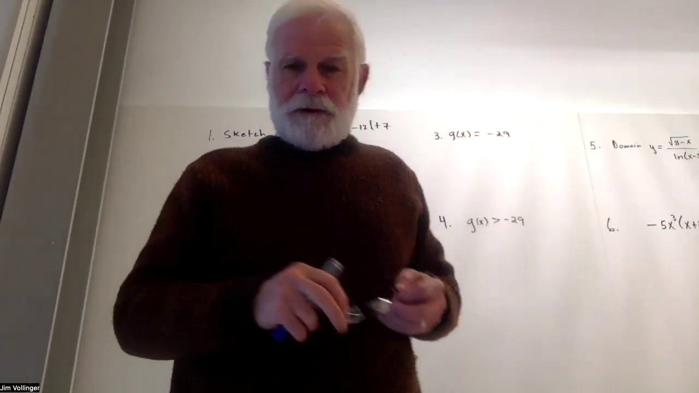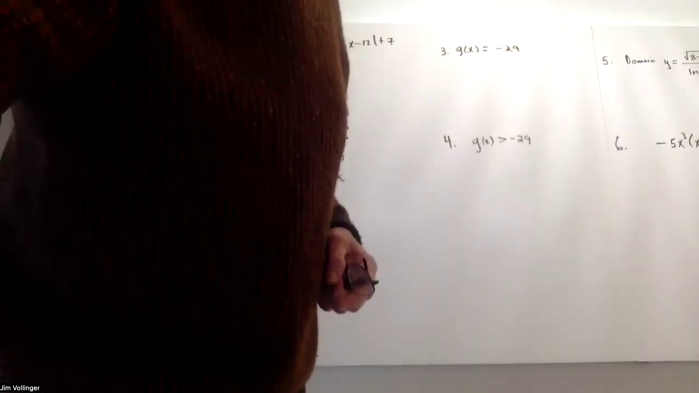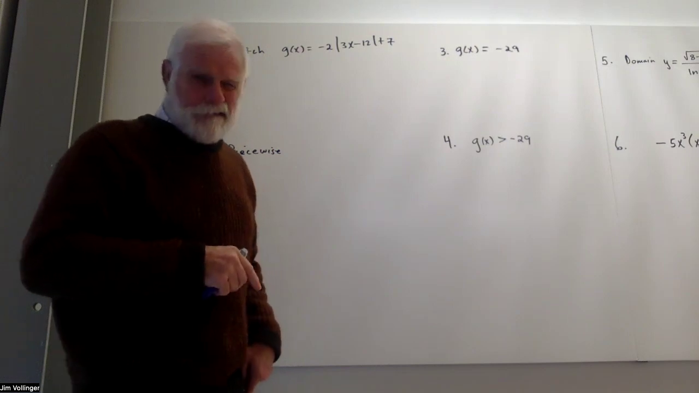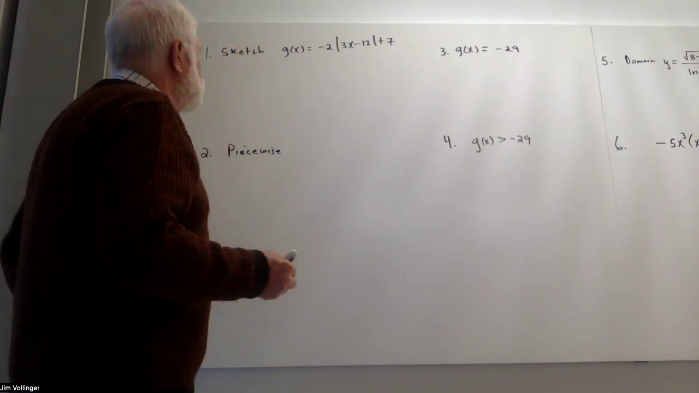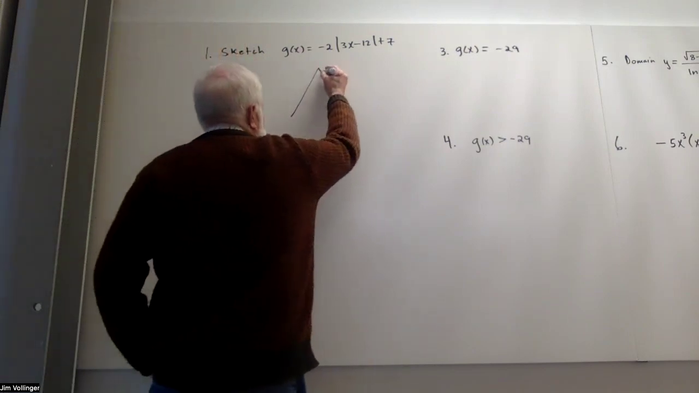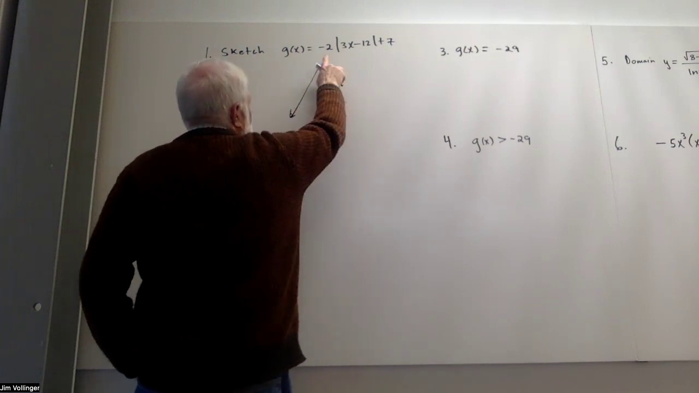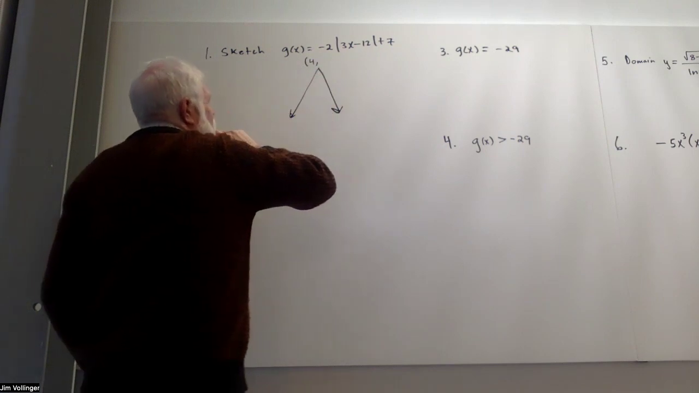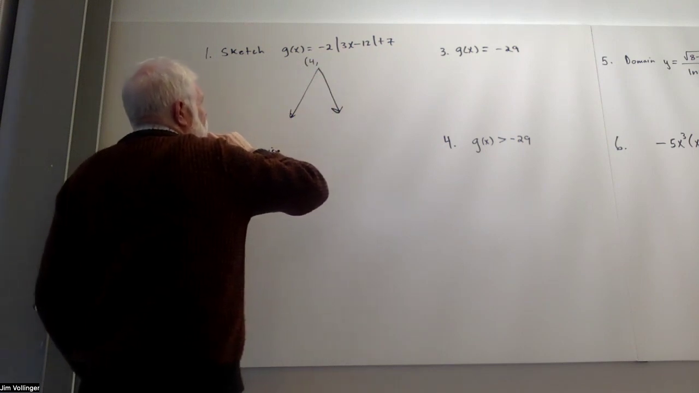Okay, I think you can probably tell I'm a big fan of repetition. I think it smooths those neuronal pathways. All right, so sketch. Now, this is what I see. I see a V-shaped down. I see 4 is the critical number for this absolute value. That makes the absolute value 0.